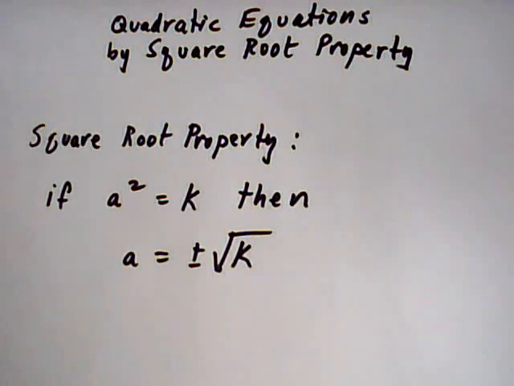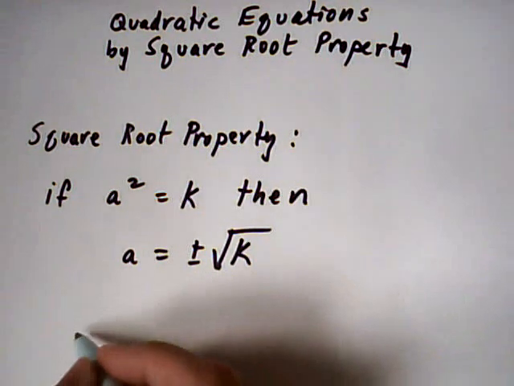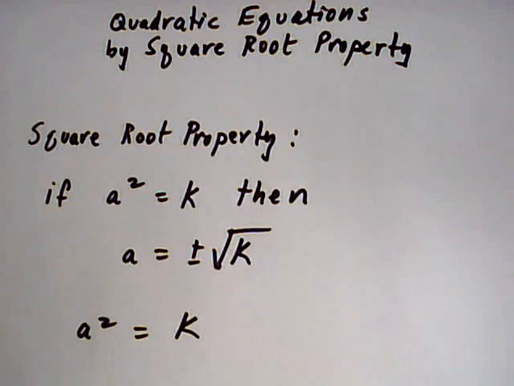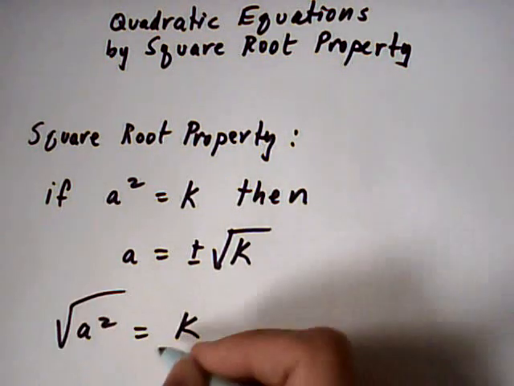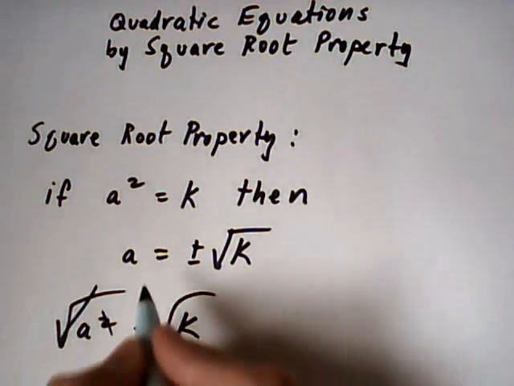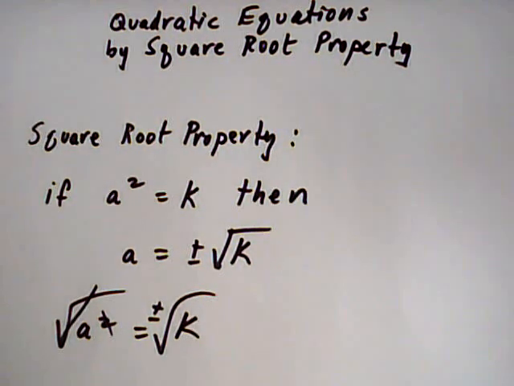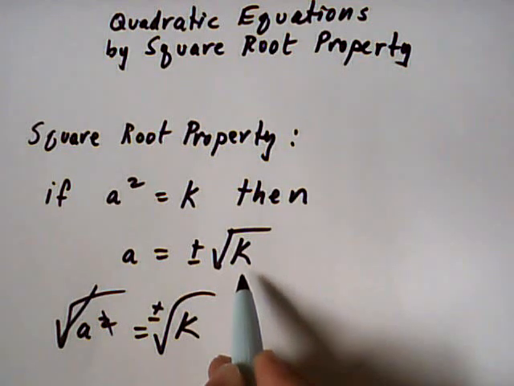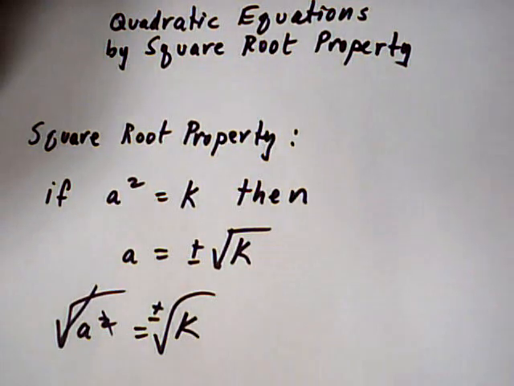The way I like to think about that when I'm solving problems is, if you look at a squared equals k, you square root both sides, balancing the equation by doing the same thing to both sides. The square root and the square cancel each other out, and you just have to remember to put a plus or minus in to incorporate all possible solutions, and that's where you come up with a equals plus or minus root k. So let's solve a few equations using this property.